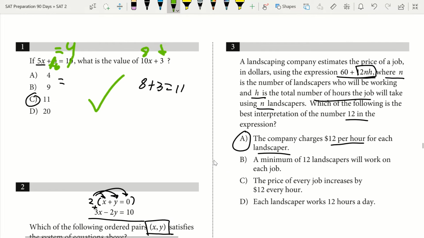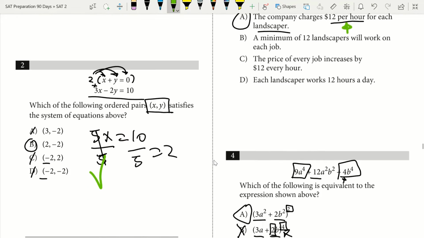Number 3, I've got landscapers. I'm asked what 12 means. I see 12 is multiplied by n and h, where n is the number of landscapers working and h is how many hours the job takes. That's telling me that each landscaper is earning $12 per hour. So the company's charging 12 bucks for each landscaper. So A is correct. That's checked.